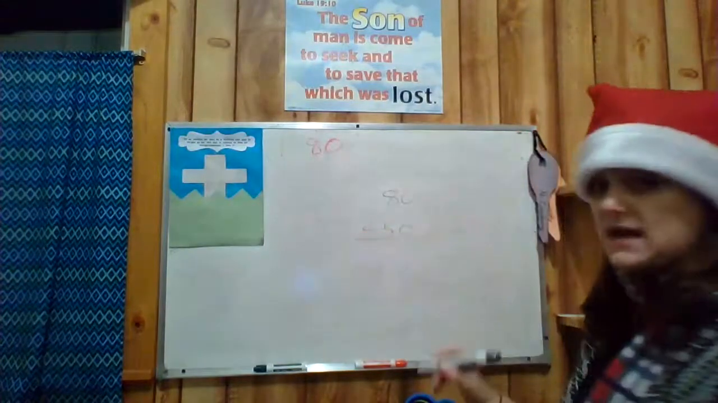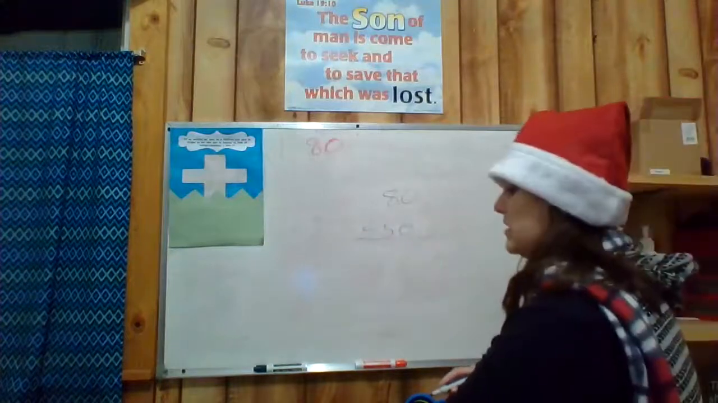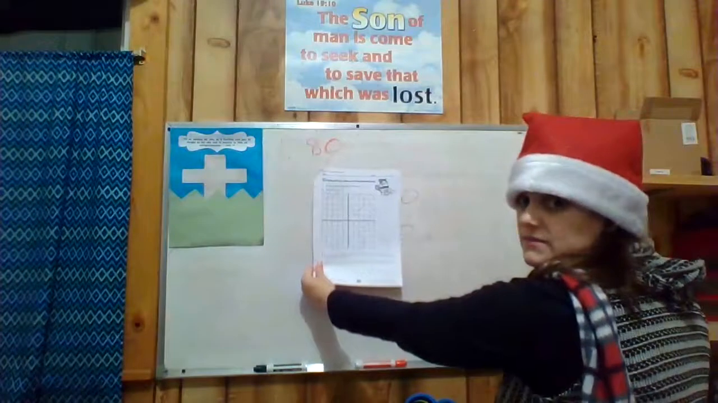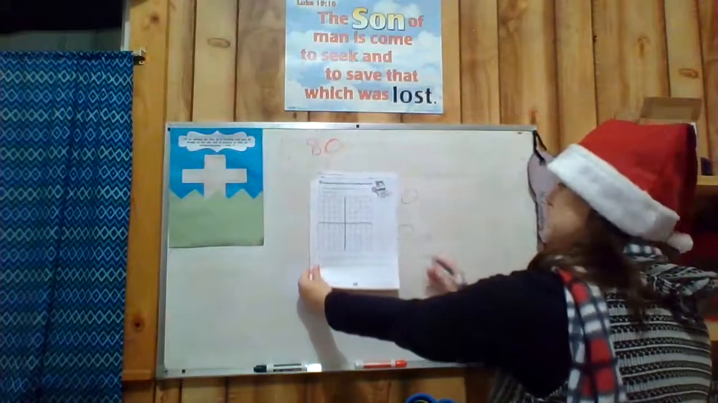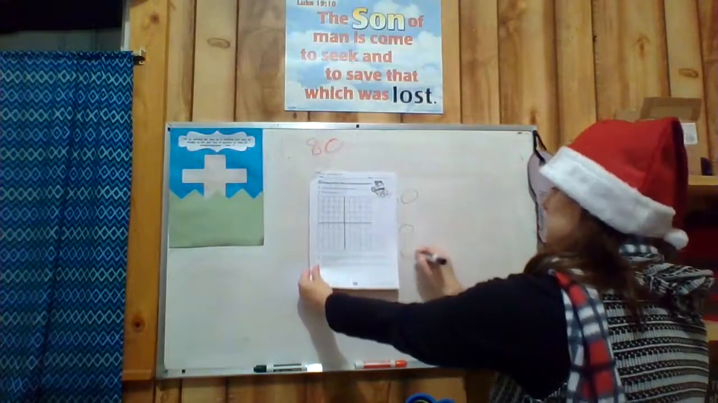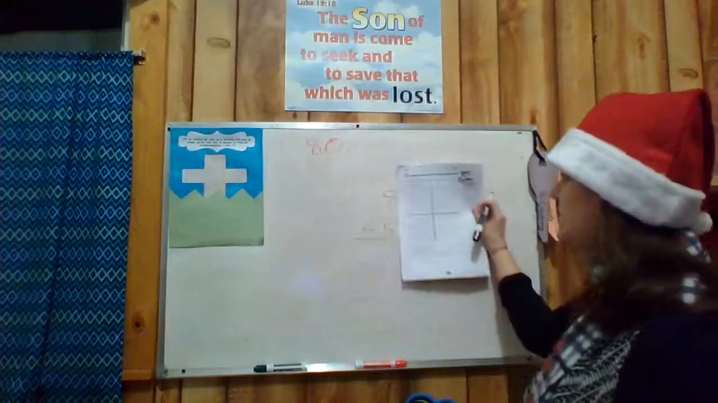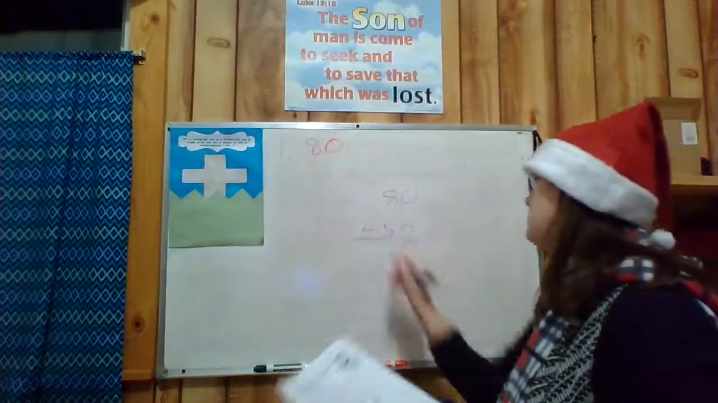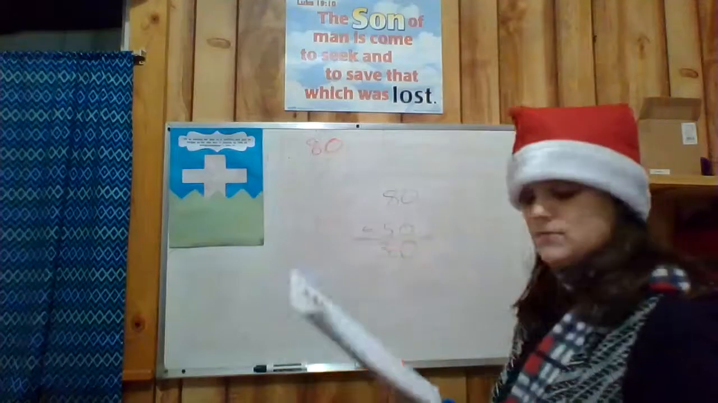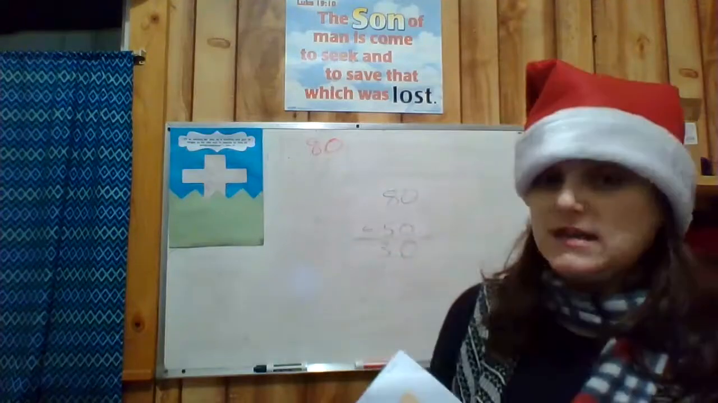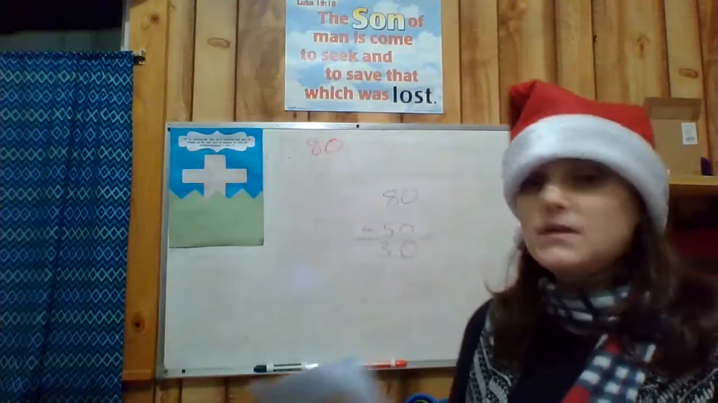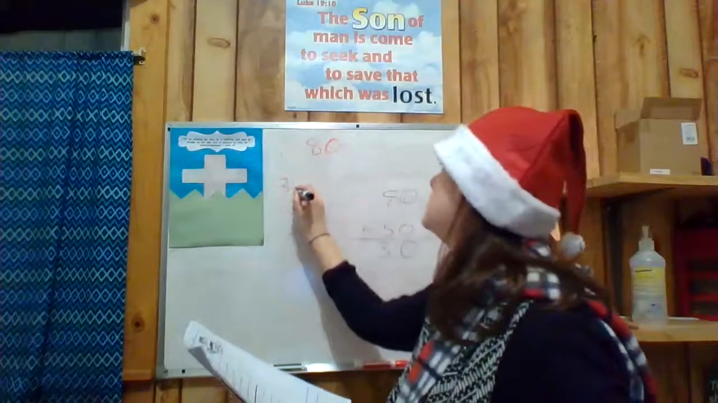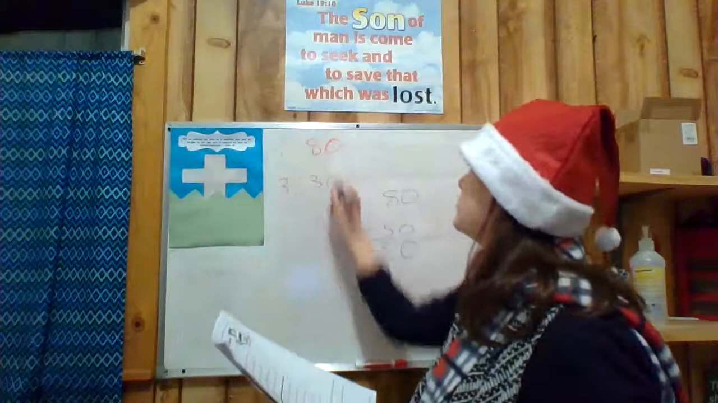So the easiest way to figure out how many more would be to subtract. Forget about the 8 and the 5 for a second. 0 minus 0 is 0. Now forget about your zeros. 8 minus 5 is 3. So how many more squares would you need to color in to get to 80? It would be 30. So for number 3, you're going to write 30.